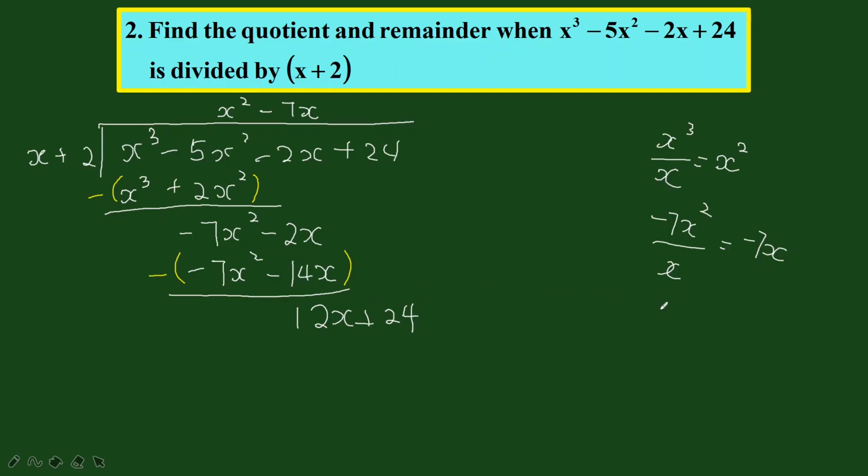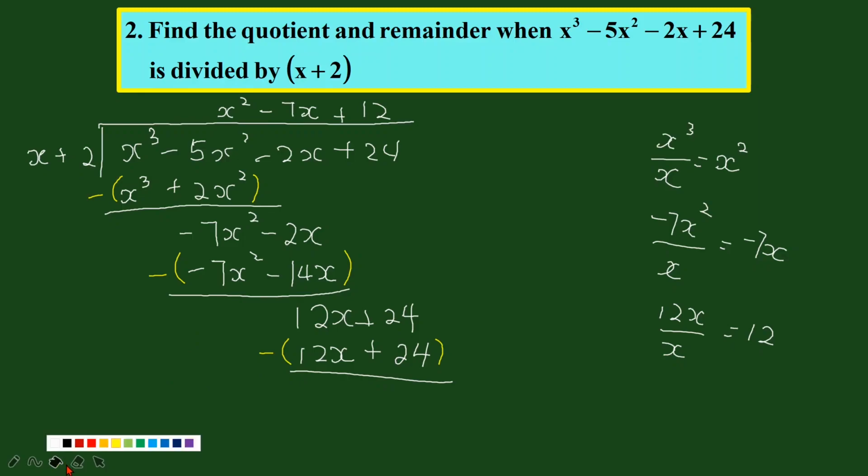So I will take 12x, the first element over here, divided by x over here. So I'm going to get 12. I'm going to take this answer and put it right on top here, so it's plus 12. Okay, so this positive 12 will multiply with x. I will get 12x. And then the 12 multiplied with the 2, I will get plus 24. And again, I have to make sure I minus all of them off. So that will give me no remainder. So I have no remainder over here.